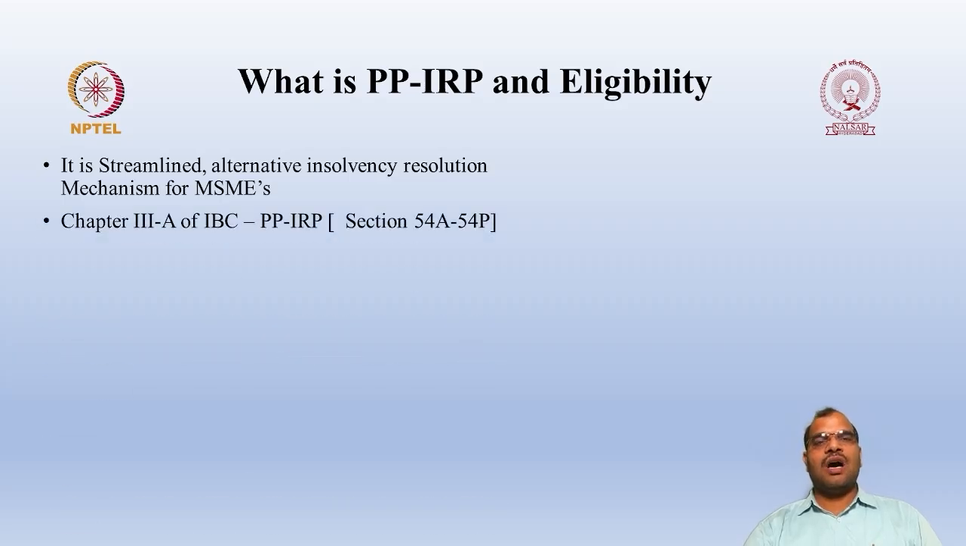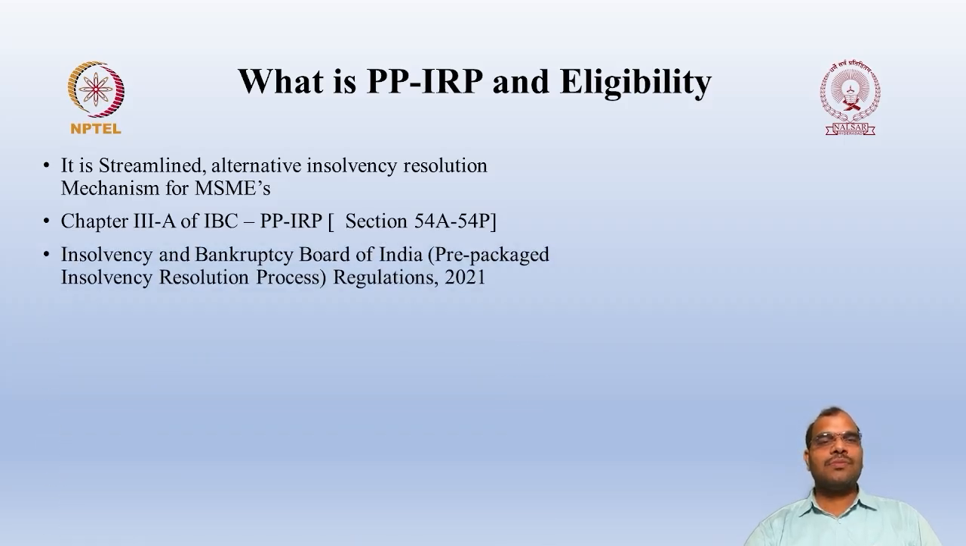Chapter 3A of IBC, which has the provisions from section 54A to section 54P, deals with the provisions relating to PP-IRP, the pre-packaged insolvency resolution process. Apart from this, chapter 3A of IBC and the Insolvency and Bankruptcy Board of India (Pre-packaged Insolvency Resolution Process) Regulations, 2021 apply.